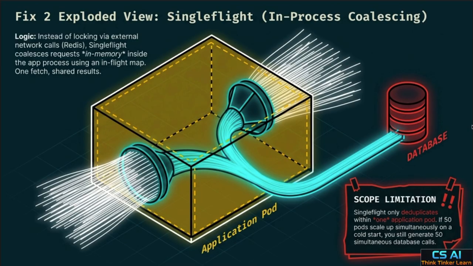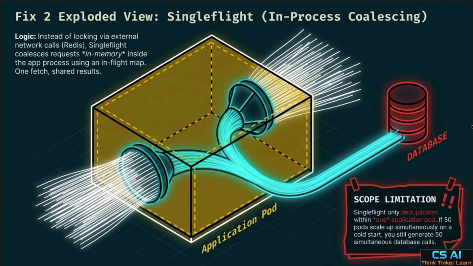Fix number two, Singleflight. Instead of network-heavy external locks, Singleflight coalesces requests in memory inside the application process using an in-flight map. It treats the process as a single source of truth for a specific key.